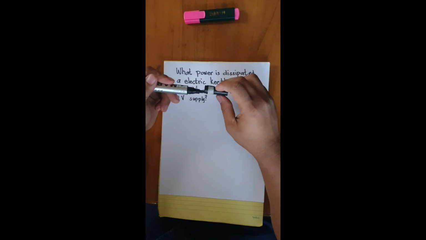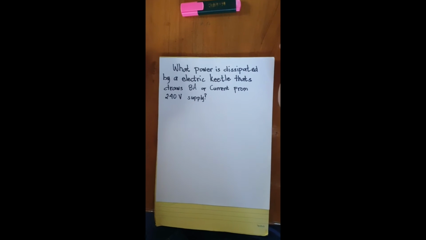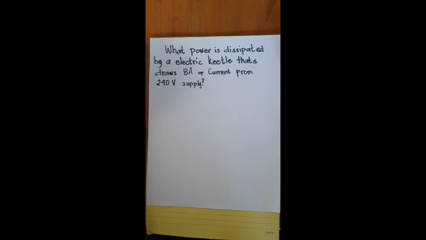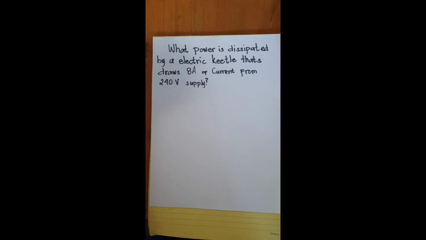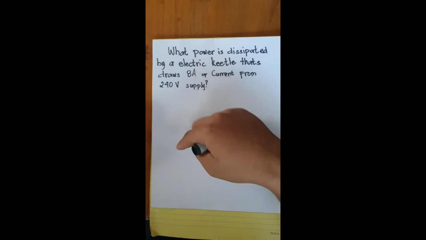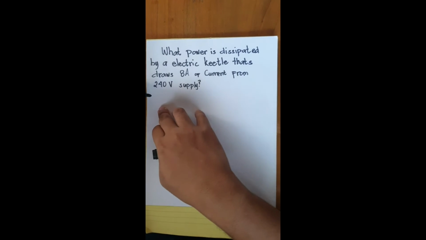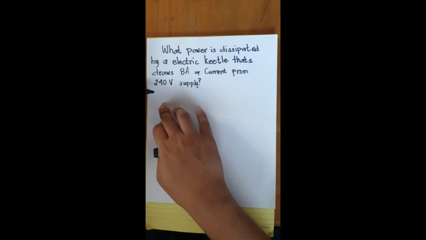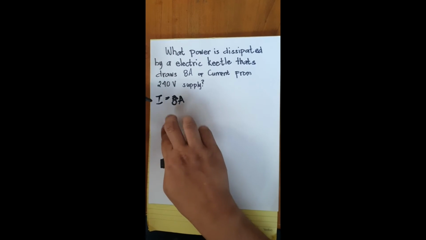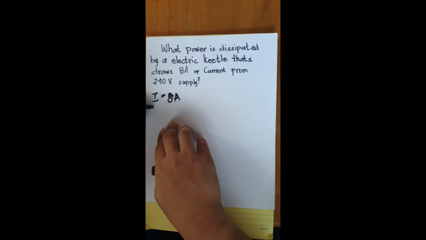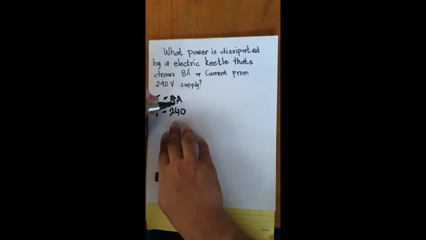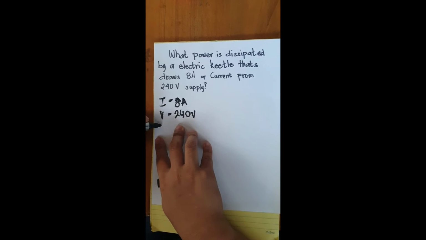For question number 2, what power is dissipated by an electric kettle that draws 8 amperes of current from the 240 volt supply? So we have the given: I equals 8 ampere and V for volt equals 240 volts. So we are looking for the power.